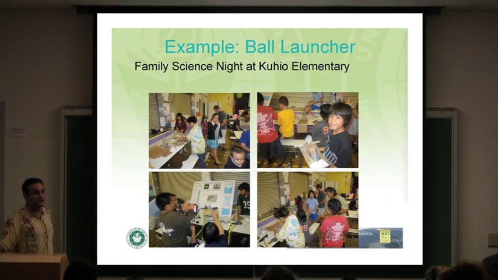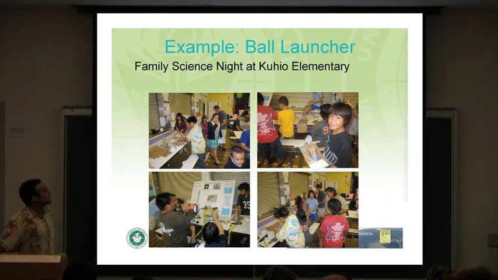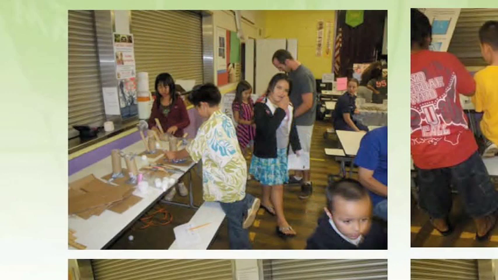Okay, so to show this, I'm going to use an example. Maybe some of you are familiar with the ball launcher, the catapult. So this was Family Science Night at Cahillo Elementary. It was the little bit younger group, the 5 to 10-year-olds. So we tried this out there. Not as technical as we're hoping with the middle school age group. You can see they did come up with some pretty interesting designs.